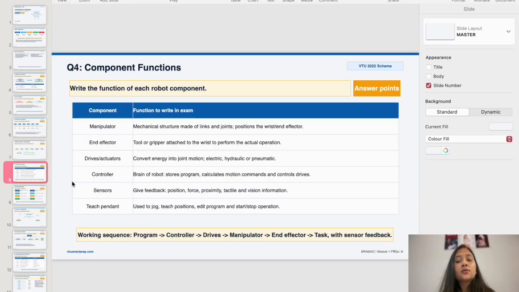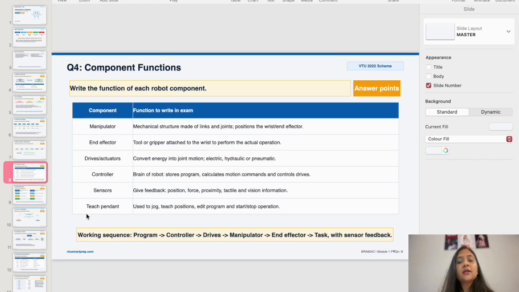And the controller is going to store the program which calculates the motion and sends the commands to actuators, and the sensor is going to collect the information like position, force, vision, and proximity. Okay, so the teach pendant is used to teach the positions, jog the robot, edit programs, and start or stop operations.